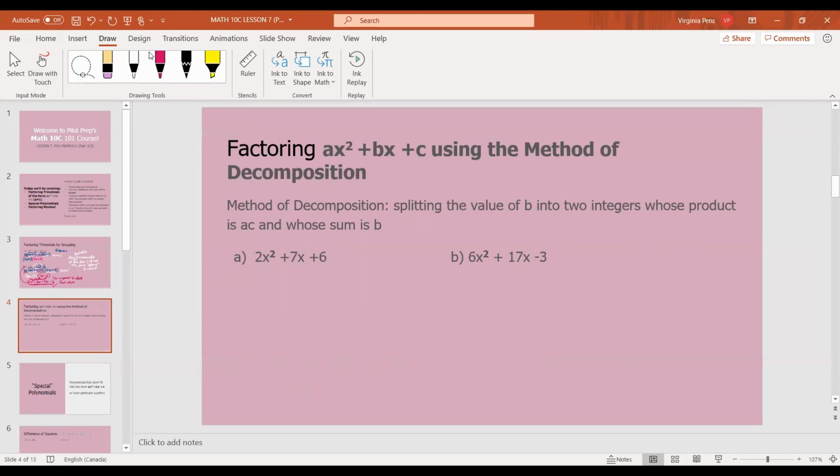So over here, what I've written was the method of decomposition is basically splitting the value of b, which is this.